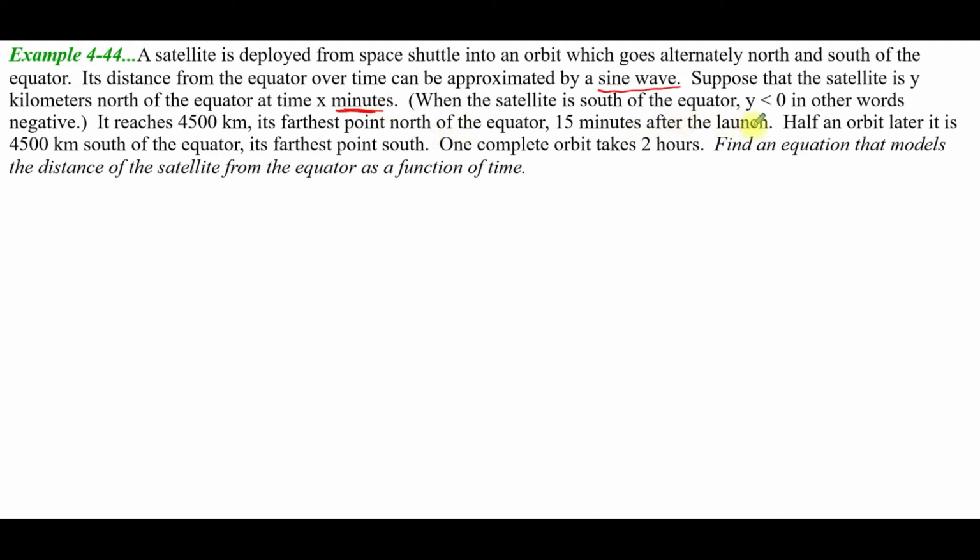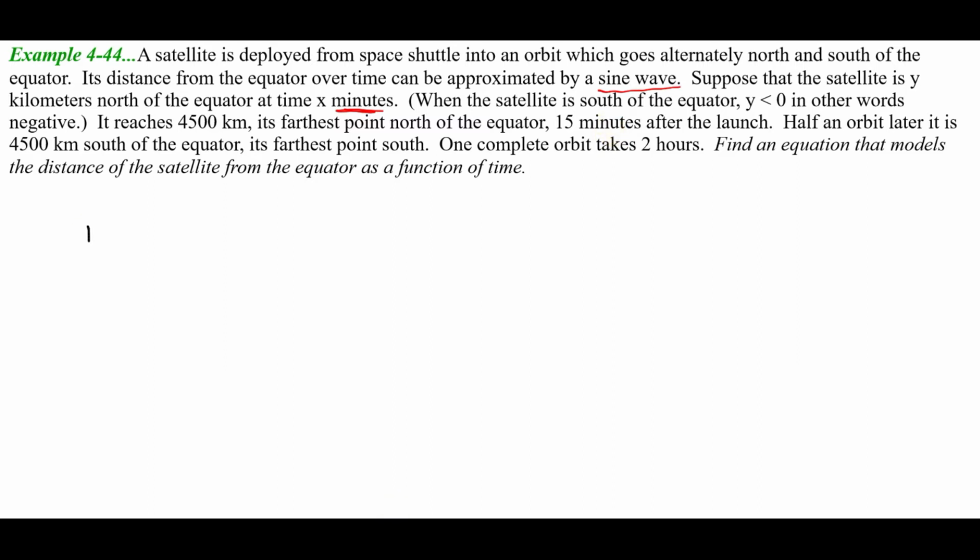So when the satellite is south of the equator, it's going to be negative. So we're going to think of the equator as 0. It reaches 45 kilometers, its farthest point north, so that's going to indicate a maximum at 15 minutes after launch. So then this is also telling me my phase shift if we use cosine.